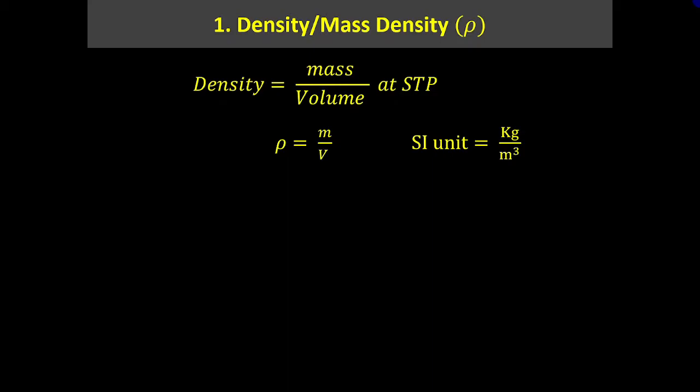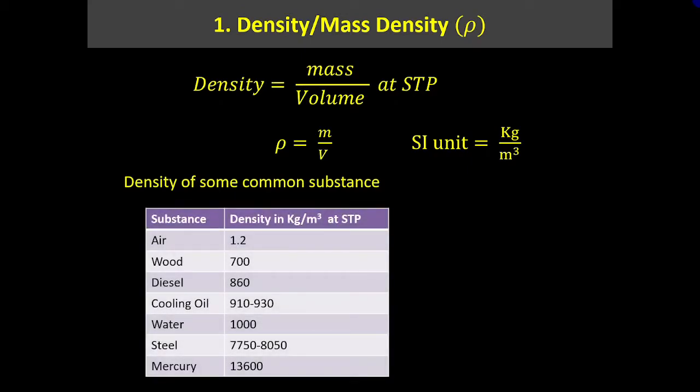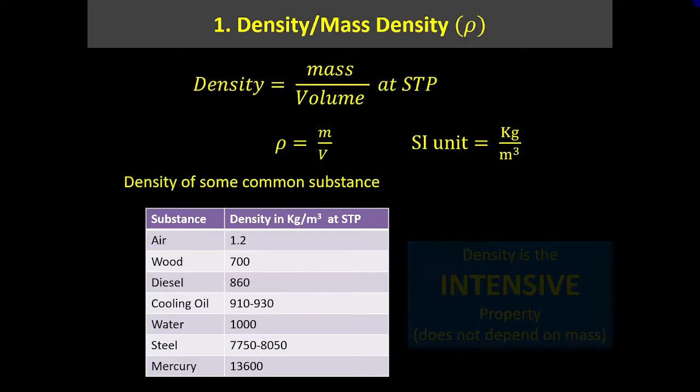We are using rho as the symbol for density. Mathematically, rho is equal to m, that is mass, upon V, that is volume. The SI unit of density is kg per meter cube. You can see the density of some common substances: air has density 1.2 kg per meter cube, wood has density 700 kg per meter cube, water has density 1000 kg per meter cube, and mercury has density 13,600 kg per meter cube.